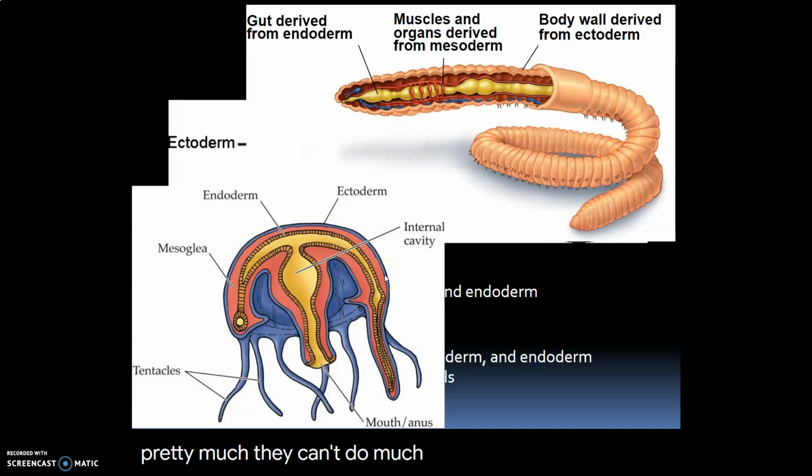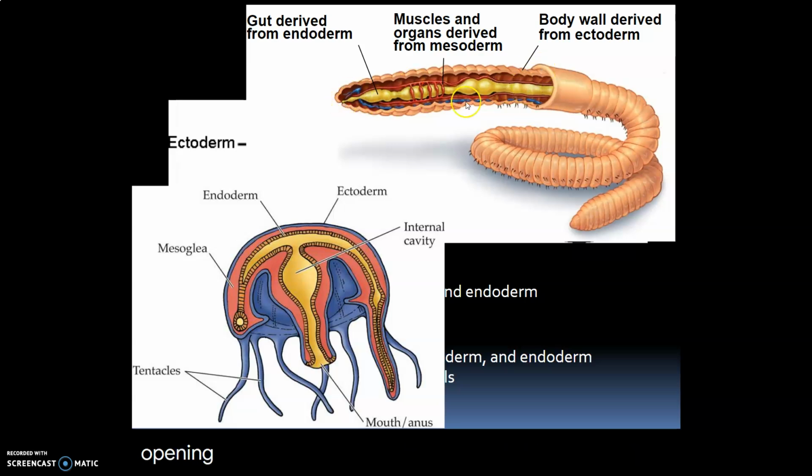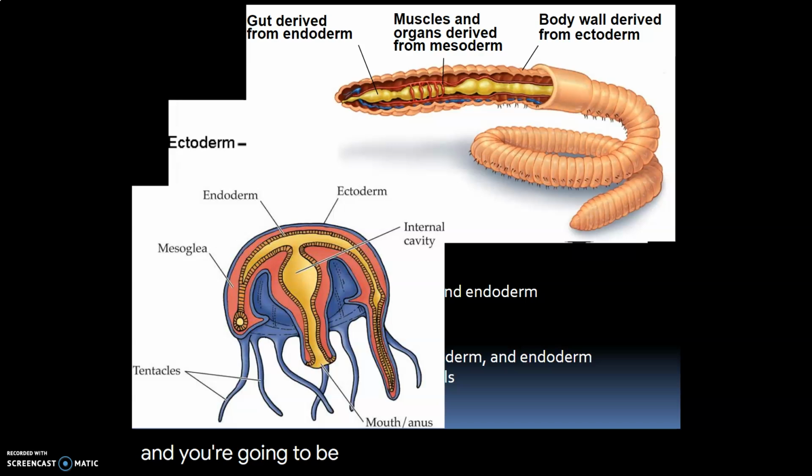In contrast, bilaterians have muscle. They've got just as complicated skin in a lot of cases, derived from the ectoderm. They have as complicated a gut, but now they have an opening at one end, and follow it through, there's going to be an anus at the other end. And then they're going to have a lot more blood in the middle and muscle, and later on, maybe lungs, and hearts and circulatory system. And there they will be able to move much more. They will be able to pump blood greater distances. They will potentially be able to be bigger, although they don't have to be. But you're a much more sophisticated animal if you are a triploblast, and you're going to be bilaterally symmetrical.